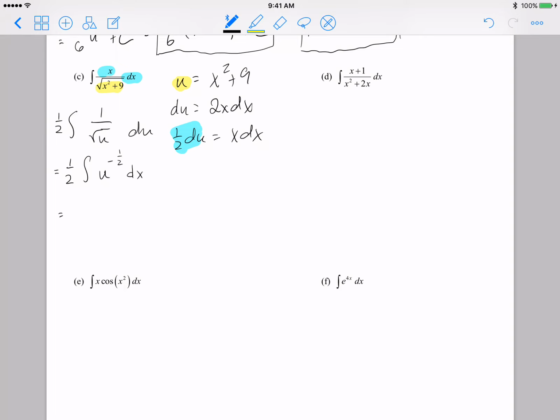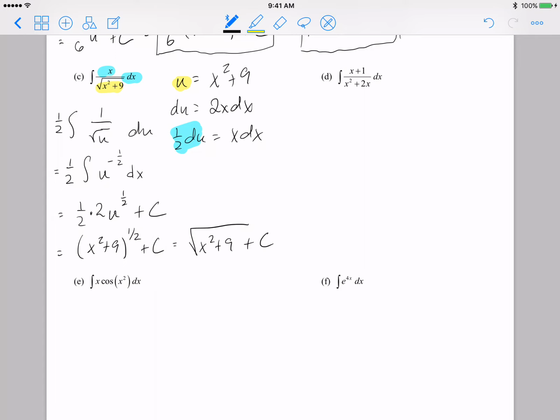Okay, so this is going to end up being 1/2. Now I'm going to take the antiderivative of u to the negative half, which is going to be u to the positive 1/2, divided by a half, which is really times 2, plus c. And so what ends up happening is that 1/2 and 2 cancel out, and I get u to the 1/2 plus c. So I'm going to go ahead and rewrite what u was. u was x squared plus 9, so (x squared plus 9) to the 1/2 plus c, or another way I could write that is the square root of x squared plus 9 plus c.